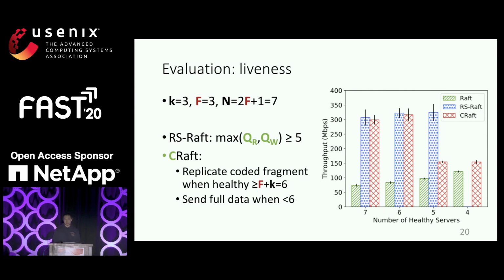Now we look at CRAFT. The replicated coded fragment will only work when there are more than f plus k healthy servers. f plus k here is 6. So if there are more than 6 healthy servers, we'll send the coded fragments out. But when there are fewer than 6 servers, we degrade by sending full copies out. So here, the performance degrades after we have only 5 or 4 servers, but the system still works, so we still have liveness.